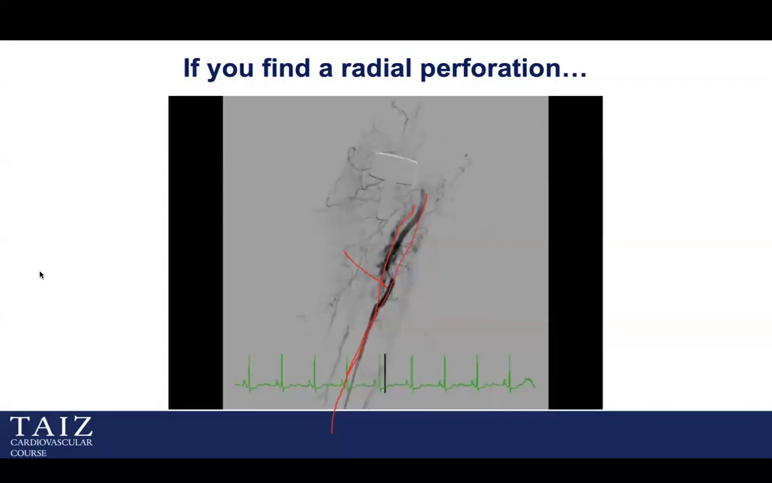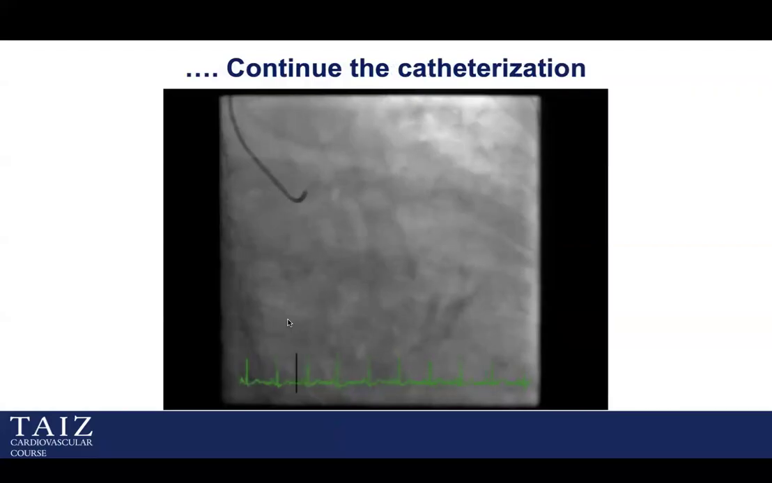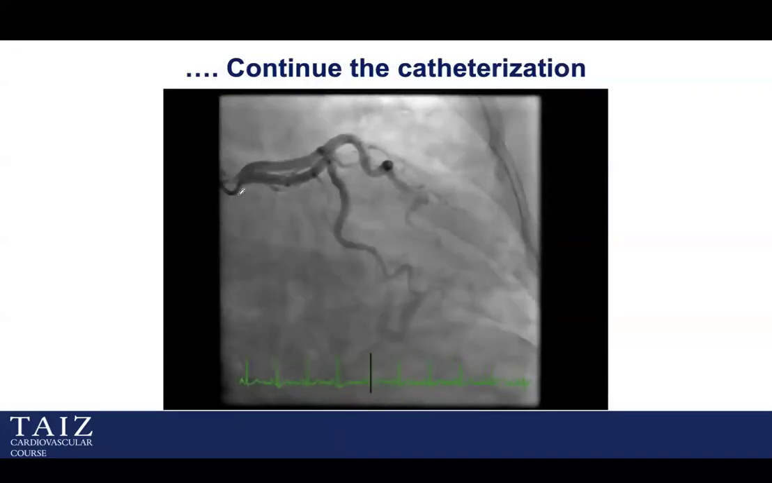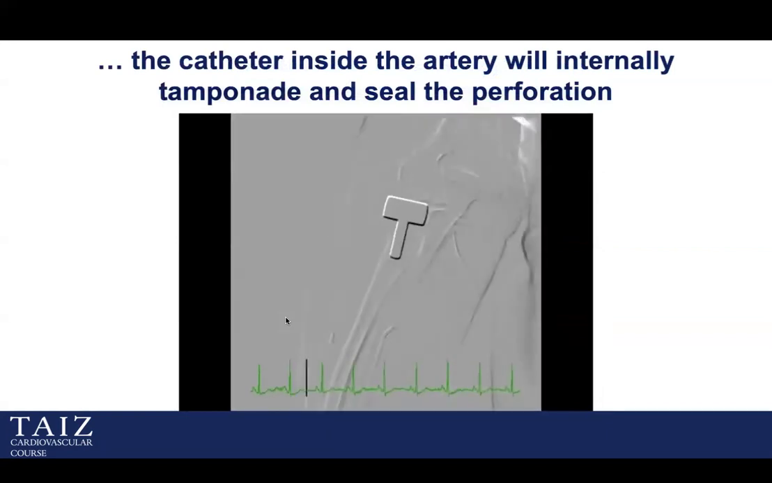you have to hold pressure. You have to hold pressure for a long time in the forearm. And so this patient still had access with the wires and sheath. They finished the diagnostic angiogram, and then at the end of the case, they pulled everything out and everything sealed on its own, and there's no residual perforation here.